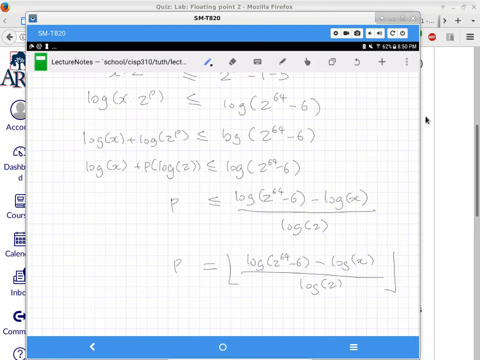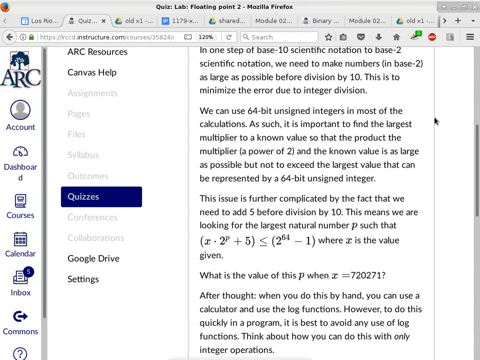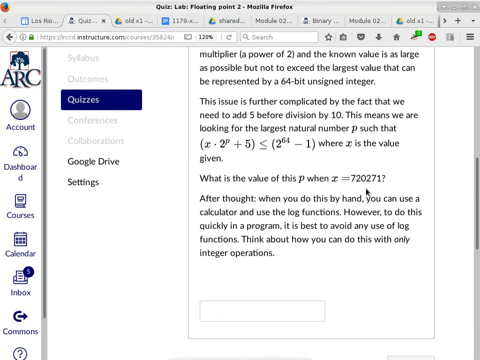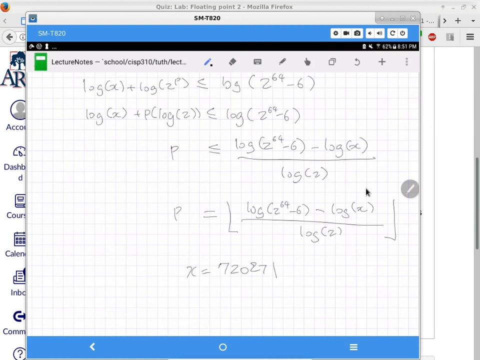So we'll take a look at the actual question itself. In this particular question, x is 720271. I'm going to copy it to the tablet, and then I'll do the calculation, and then I'll put the answer in so that we can check whether that is actually correct or not. So in this case, we have x equaling 720271. Okay, there we go.